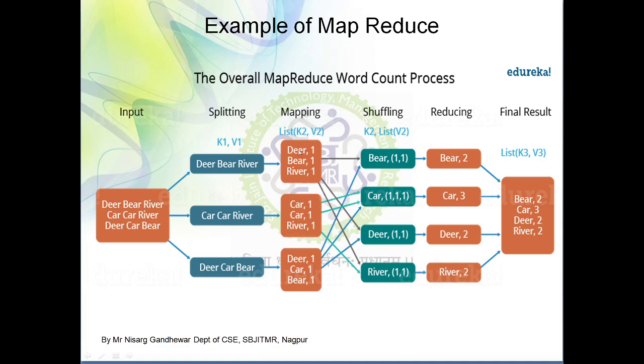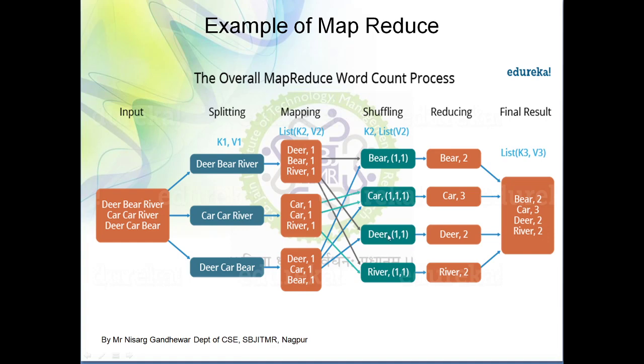Car is present in the second subfile, so there are two occurrences coming from the car. This one is the first occurrence, this one is the second occurrence, and the third occurrence is coming from the third subfile. That's why in this case you observe car 1 comma 1 comma 1. That means there are three occurrences: two coming from subfile 2, and the third coming from the third subfile.